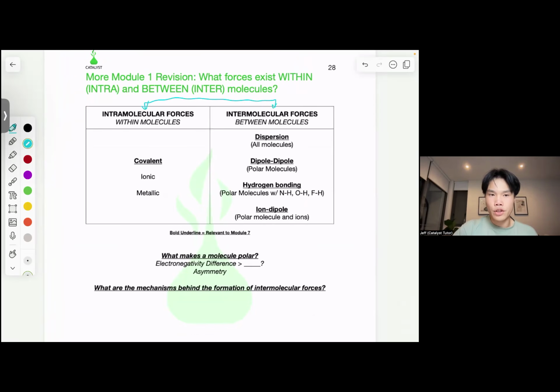Also, being clear on intra versus intermolecular. Intra is within from the Latin origins. Inter means between. When we're talking about physical properties, everything is in terms of intermolecular force. Basically, at no point when you're talking about boiling point, melting point, solubility, will you be talking about covalent bonding. It's all about the intermolecular force between molecules. You're talking in terms of dispersion, dipole-dipole, H bonding, and ion dipole.